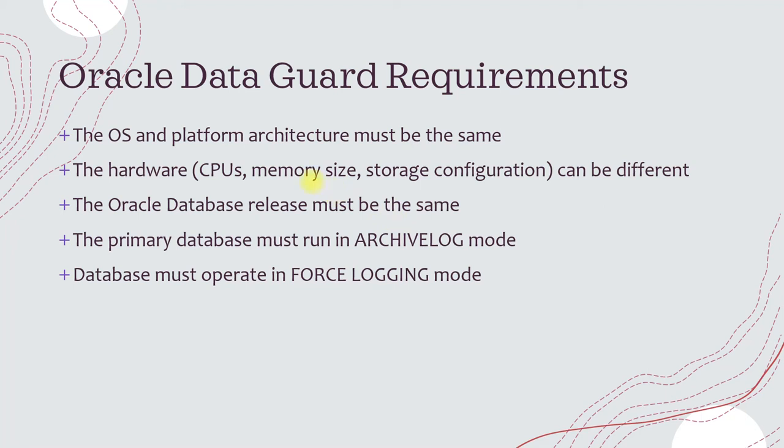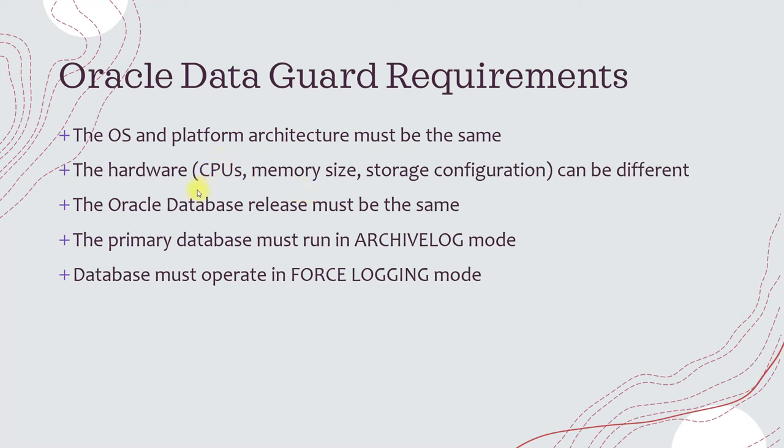The second part is that the hardware, CPU, memory size, storage size, and configuration can be different. Let's say in the primary database the server is i7, the standby database can be i5. If you have one server with 16 gig of memory, the other server can be 30 gig of memory. It makes no difference, you can install it. But the OS and the platform architecture must be the same.